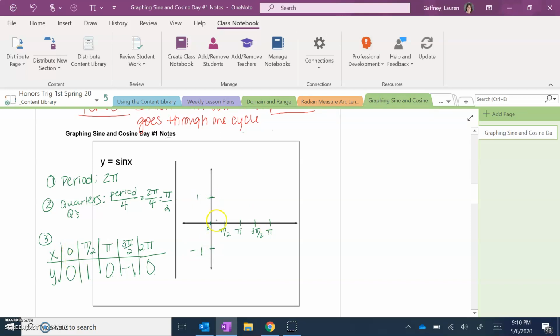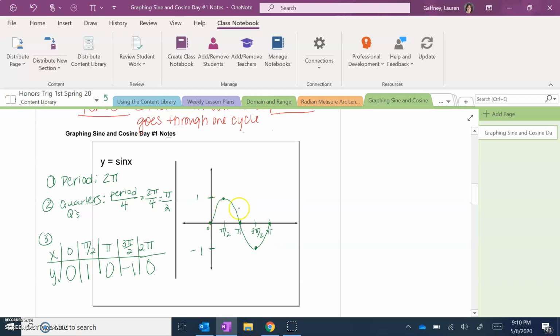So let's plot these points then. 0, 0. Pi over 2 is up at 1, pi is at 0, 3 pi over 2 is at -1, and then back up. And don't connect these real rigidly. If you would graph them, they're really smooth curves.